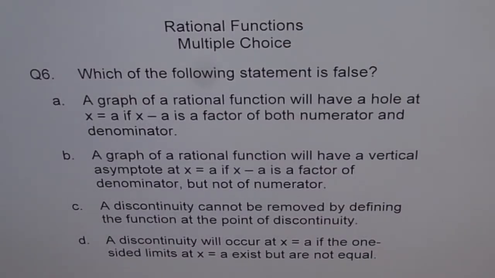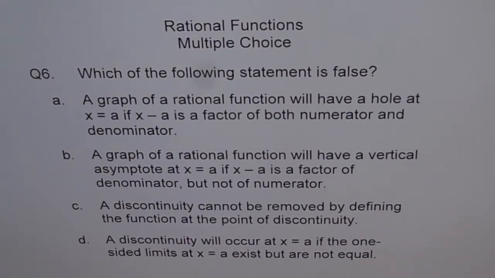Question number 6. Multiple choice, rational functions. Which of the following statements is false? A. A graph of a rational function will have a hole at x equals a if x minus a is a factor of both numerator and denominator. B. A graph of a rational function will have a vertical asymptote at x equals a if x minus a is a factor of the denominator but not of the numerator.